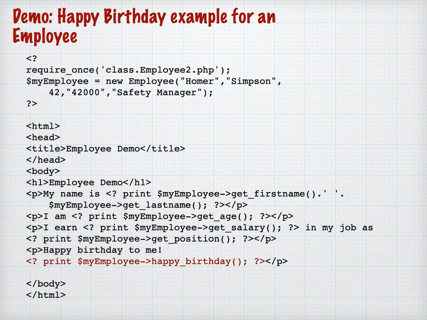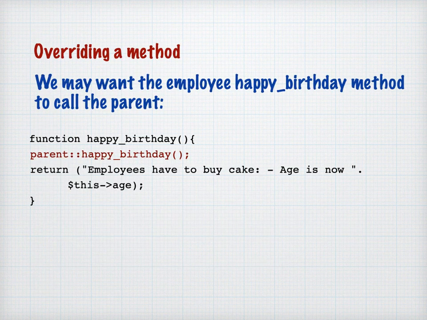Now, you may have realised there's a little bit of an issue here because the employee happy birthday doesn't increment the age. All it does is it says employees have to get cake. Well, what we're really pushing at here is this notion that in fact what we really want to do is we want the employee happy birthday to call the person happy birthday. You know, that code already exists, and so sometimes we'll actually want to call the parent class, the one which does the happy birthday and adds 1 to it.